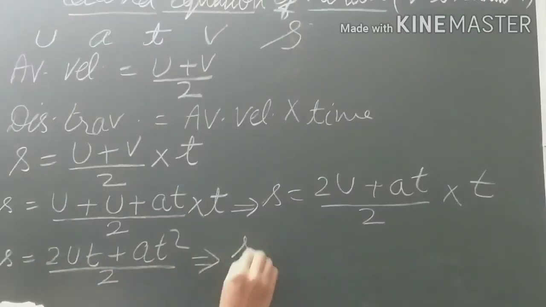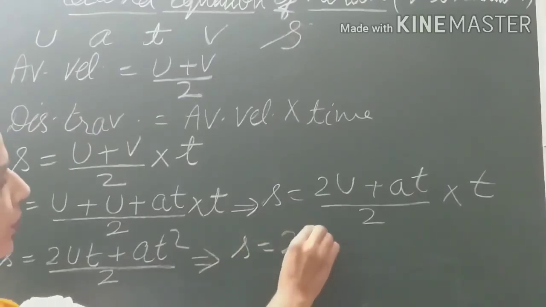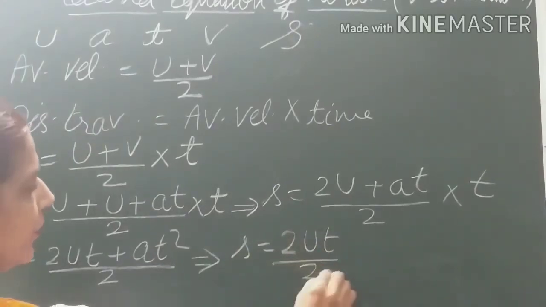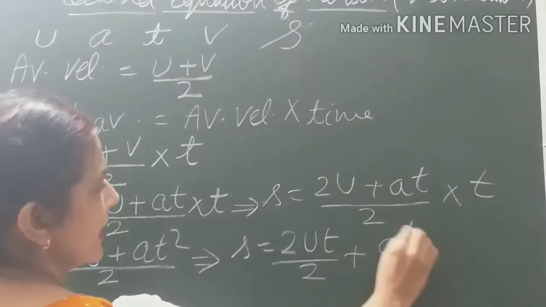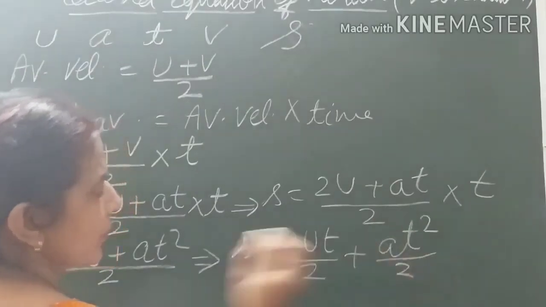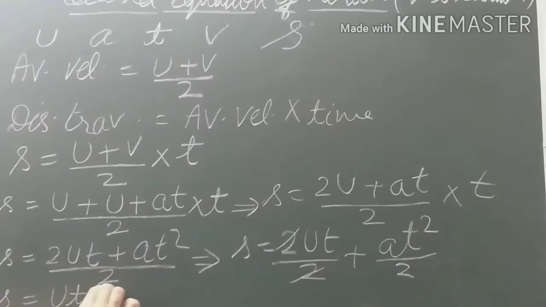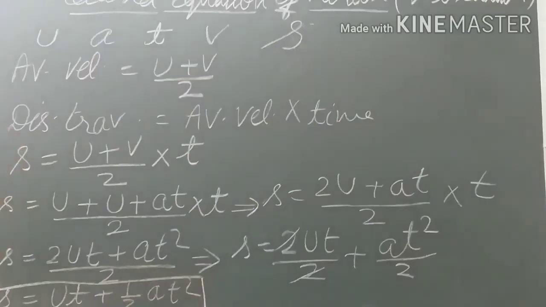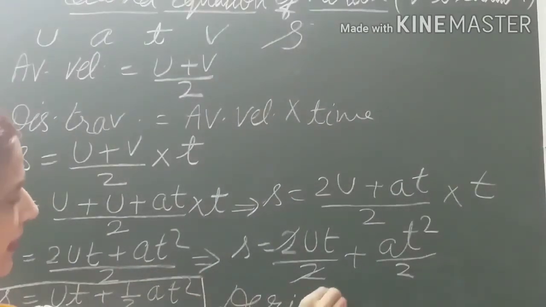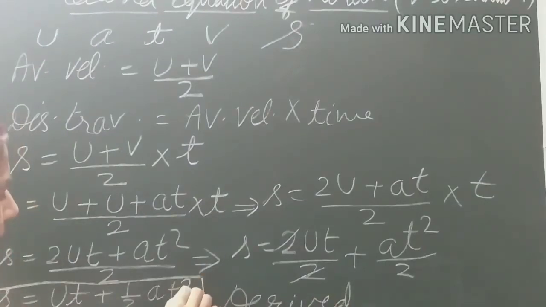After that, s is equal to 2ut upon 2 plus at square upon 2. हम इसको ऐसे भी ले सकते हैं. Ultimately, what we will get? We will get s is equal to ut plus half at square, which is the second equation of motion. So hence it is derived.